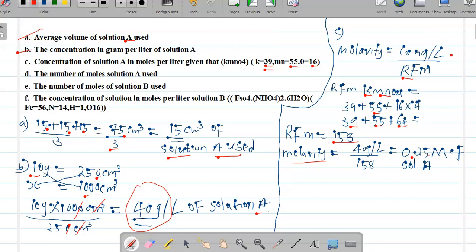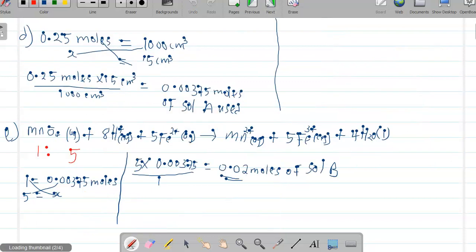Next we have question D. D is asking for the number of moles of solution A used. To calculate the number of moles of solution A used, you have the molarity, which is 0.25, that we have obtained right now. You have also the volume used, which is 15 centimeter cubic. What will you do? 0.25, which is the molarity, is equal to 1000, what about 15 centimeter cubic?